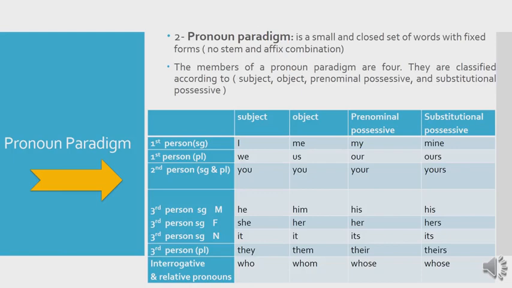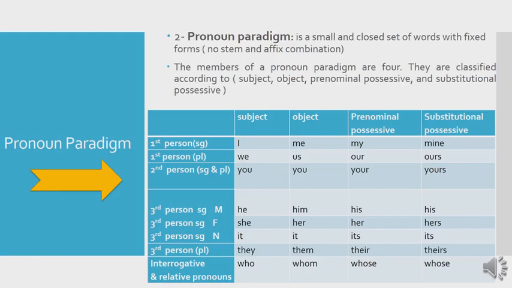Now let's start with the first one, the first person singular pronoun. The first person singular pronoun is I in the subject position, me in the object position, my in the pronominal possessive, and mine in the substitutional possessive. The pronoun paradigm for the first person plural is as follows. In the subject position, we. In the object position, us. In the pronominal possessive, our. In the substitutional possessive, ours.